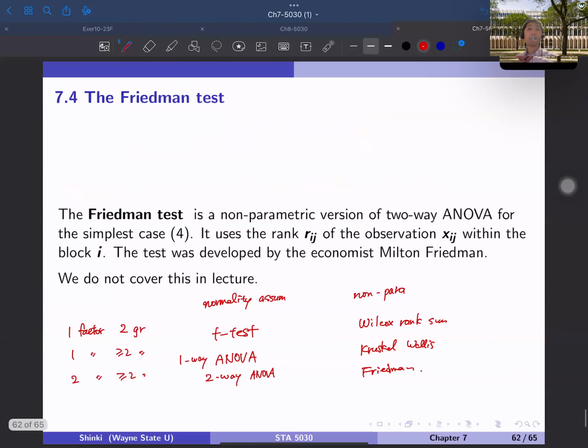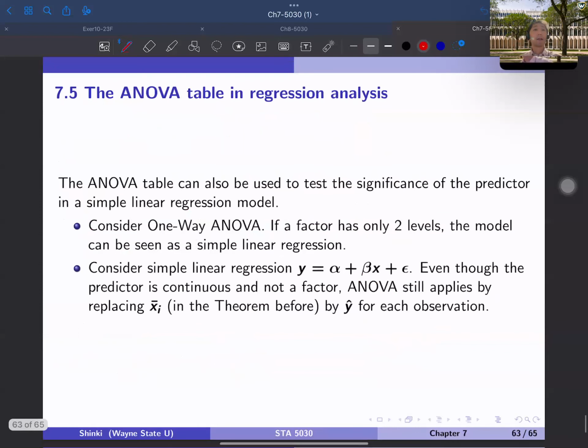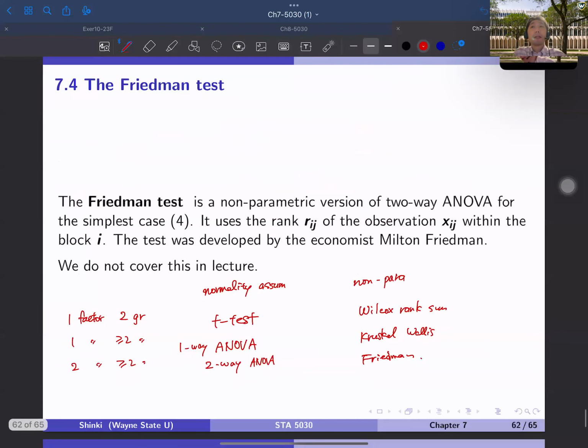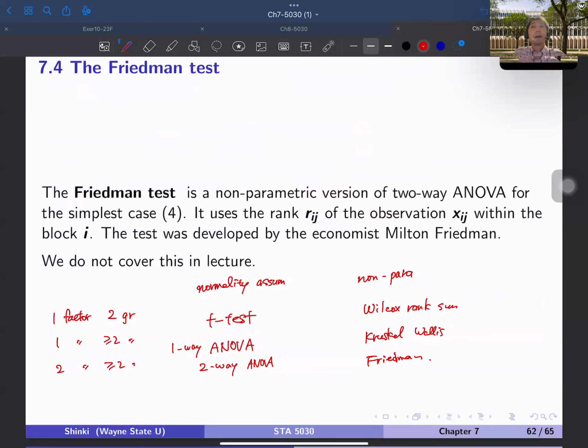So far we have studied ANOVA, the one-way ANOVA and two-way ANOVA. So that is for the factor predictors. So predictors are factor variables. So the simplest case is to compare two groups, group 1 and group 2. So that is done by t-test.